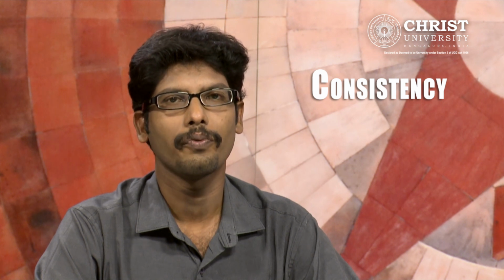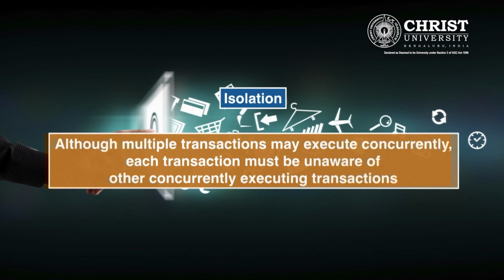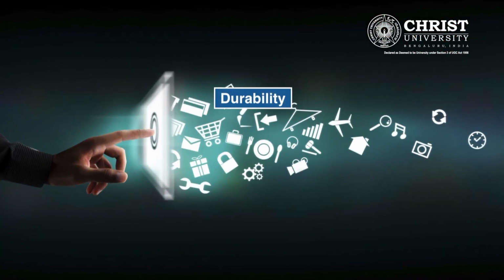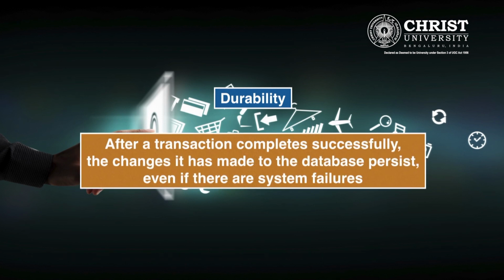Now let us move to the third property, isolation. In a database system where more than one transaction are being executed simultaneously and in parallel, the property of isolation states that all the transactions will be carried out and executed as if it is the only transaction in the system. No transaction will affect the existence of another transaction. And the fourth property, durability, ensures that after a transaction completes successfully, the changes it has made to the database persist even if there are system failures.